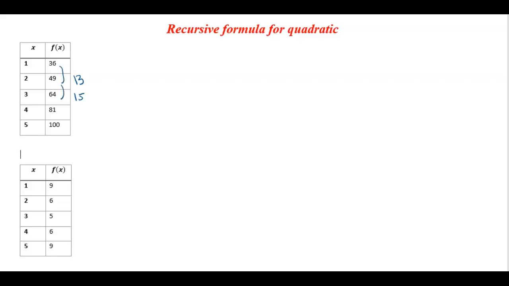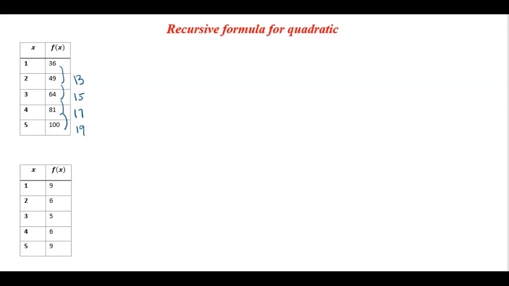What do we add to 64 to get 81? 81 minus 64 is 17, so we add 17 to 64 to get 81. And we do the same thing: 100 minus 81 is 19, so we add 19 to 81 to get 100. That's called the first difference. As you can see, the first difference is not constant because the number keeps changing.